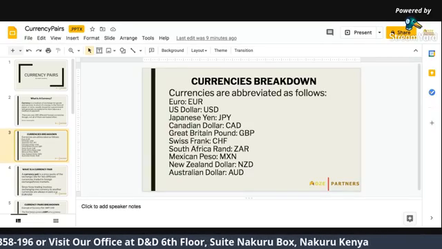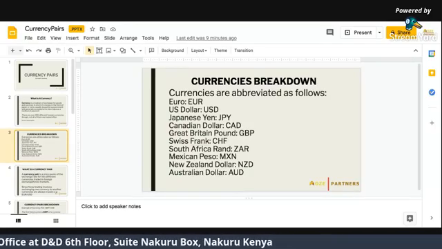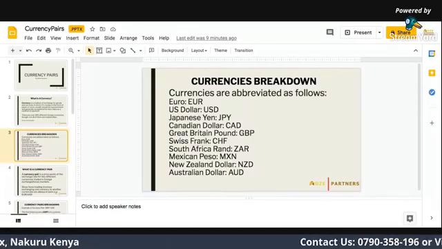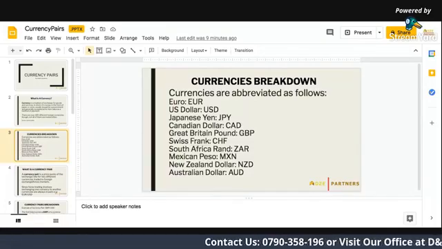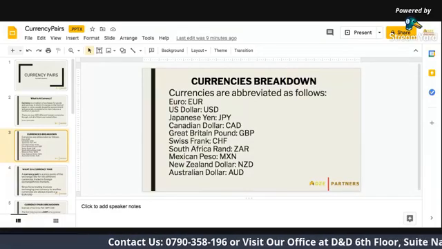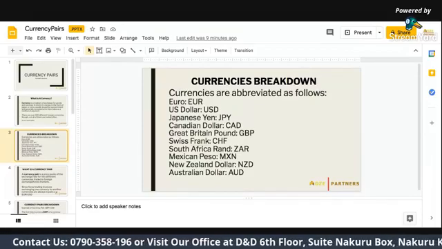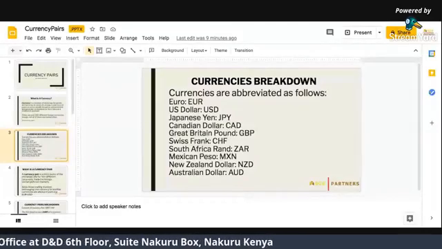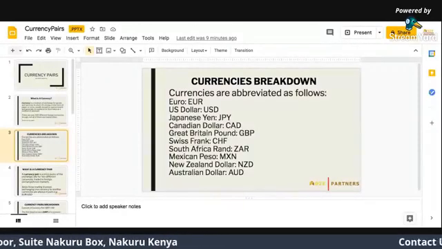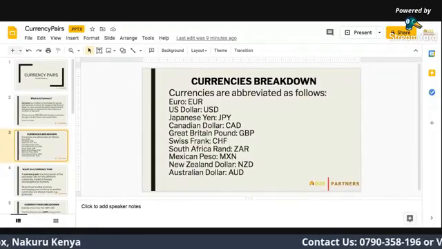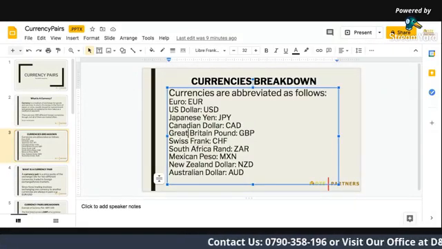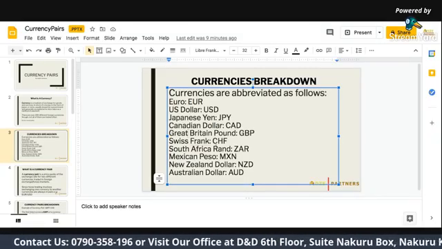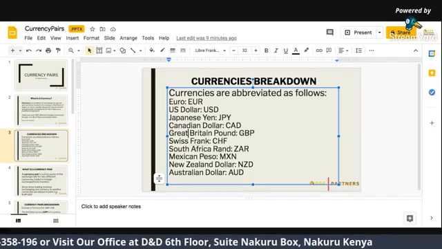We have the Euro currency, and the US dollar, that is the United States of America. Their currency is the US dollar, abbreviated as USD. Japan is the country, the Japanese yen is the currency, abbreviated as JPY. The country is Canada, and the currency is the Canadian dollar, abbreviated as CAD. The country is Britain, the United Kingdom, abbreviated as GBP.